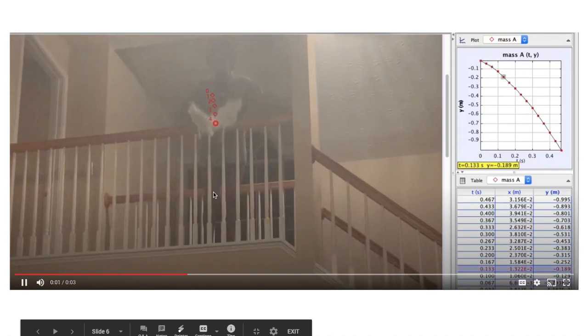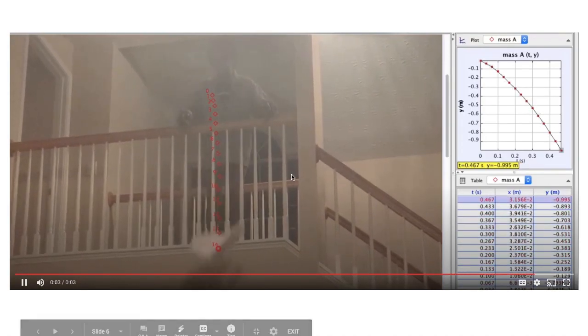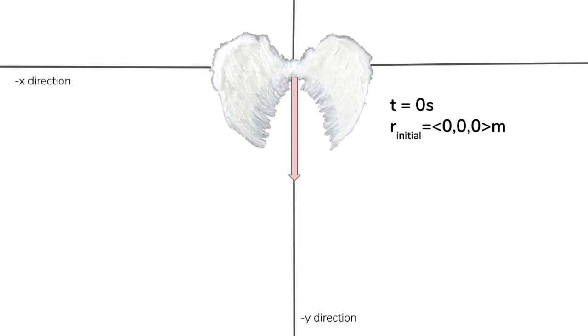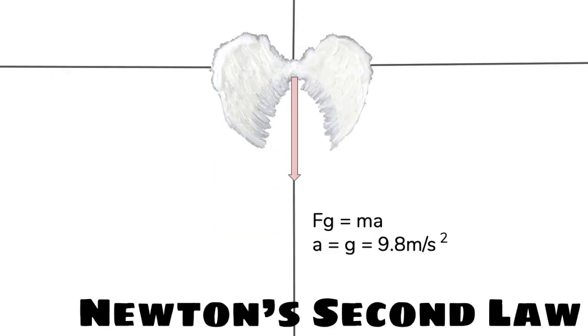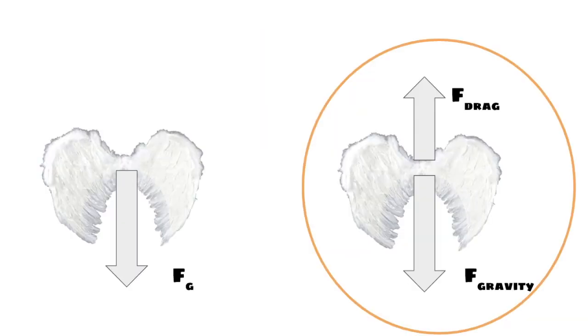You can see the wings falling. They start at the origin and then move in the negative y direction. The position over time graph resulting from the experiment is not linear, showing that the velocity is changing over the time period of 0.4 seconds. This can be attributed to Newton's second law, which states that objects that interact with the Earth's gravity, or g, accelerate at a gravitational constant of 9.8 meters per second squared.